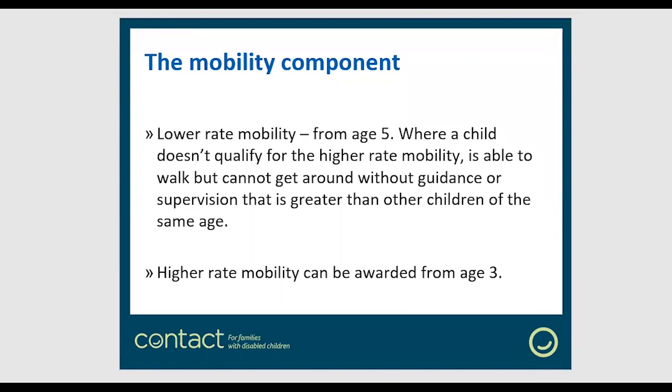And one of the things I should probably say at this time is the lower age limit of 3 is an absolute. It doesn't matter how severely disabled your child is, how significant the mobility problems they have outdoors are. There is absolutely no way of getting mobility component for a child who's aged under 3. You can ask for the higher rate mobility to be looked at from 3 months before their birthday, but the earliest date it can be paid is from the date that they turn 3.